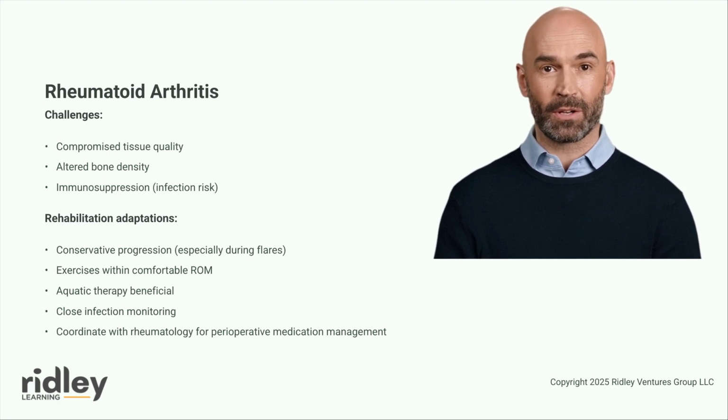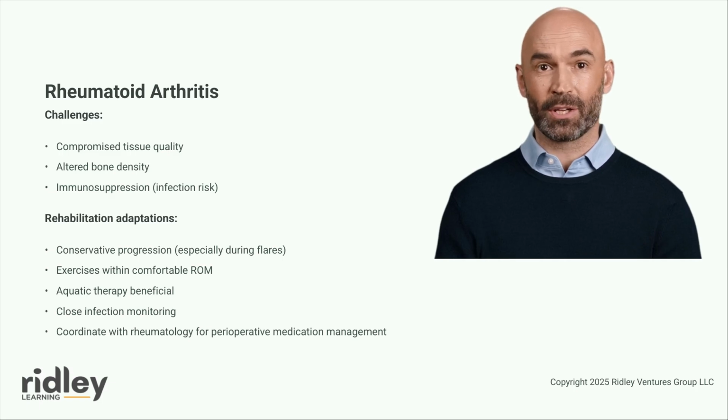The American College of Rheumatology recommends comprehensive, tailored physical and occupational therapy for rheumatoid arthritis patients undergoing joint replacement, with emphasis on maintaining joint mobility, optimizing strength within the constraints of inflammatory disease, and protecting vulnerable joints from excessive loading.